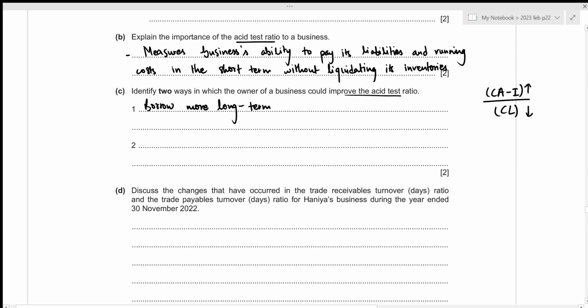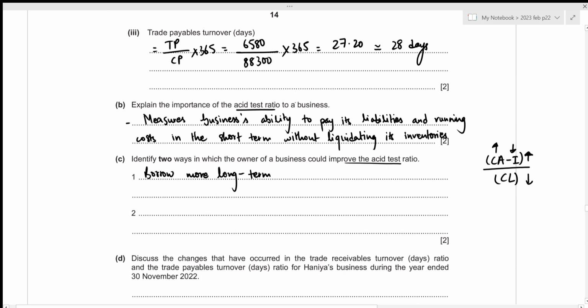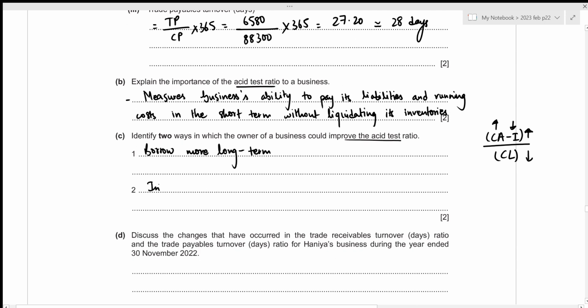And for this part to increase, we just need to increase our current assets and decrease the inventory. So let's have a look at our other current assets. We have trade receivables and cash at bank. So in order to increase the total current assets minus inventory, we can just increase our cash holdings. Let's write it down. So we can write it as investing more capital in the form of cash. That's all for the second part.